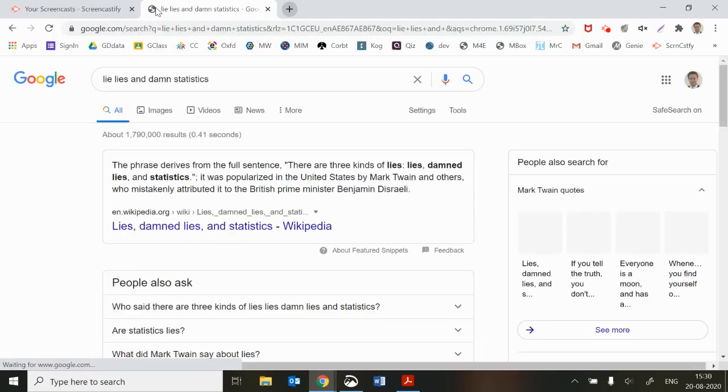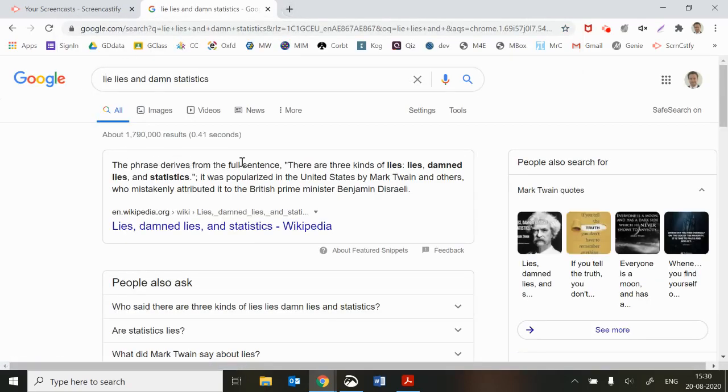Who said that? The phrase derives from the full sentence: there are three kinds of lies: lies, damned lies, and statistics. Okay. It was Mark Twain. So this was popularized in the United States by Mark Twain and others, who mistakenly attributed it to the British Prime Minister Benjamin Disraeli.